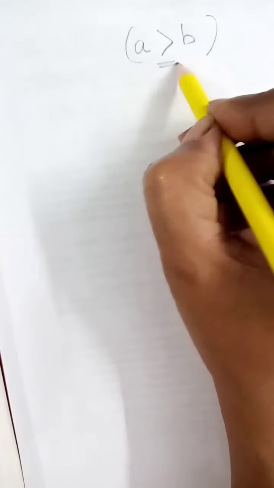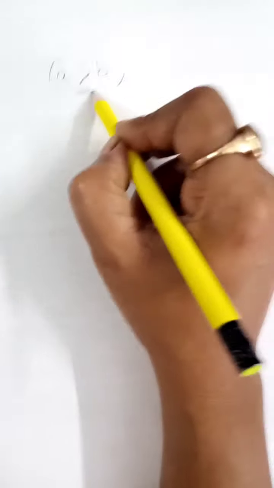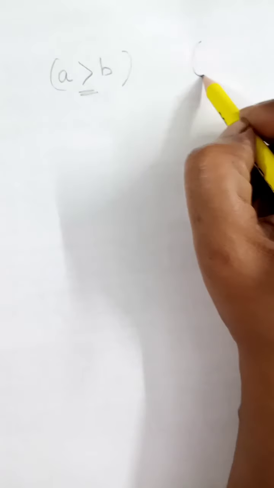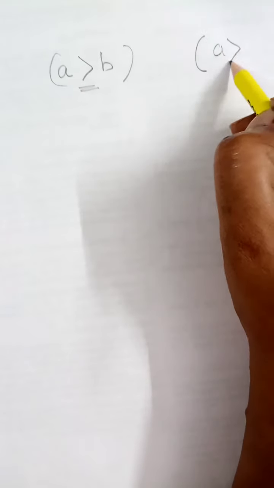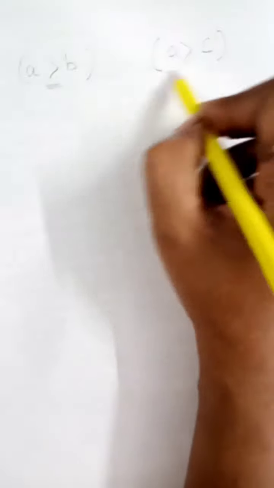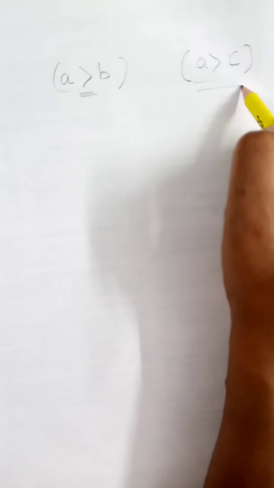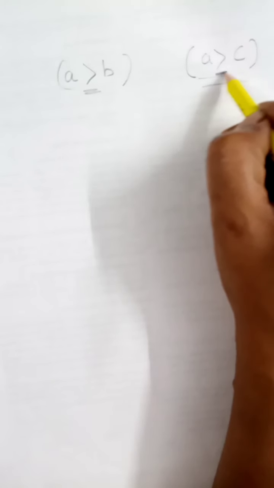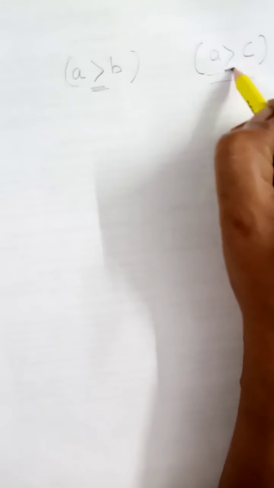This one is a condition: if A is greater than B. This one is a relational operator. And if A is greater than C, this one is also a condition. This one is also a relational operator.